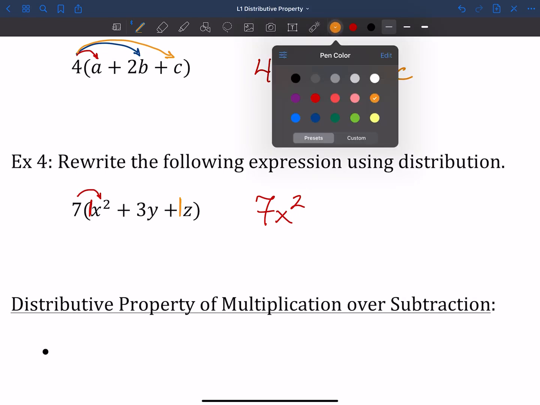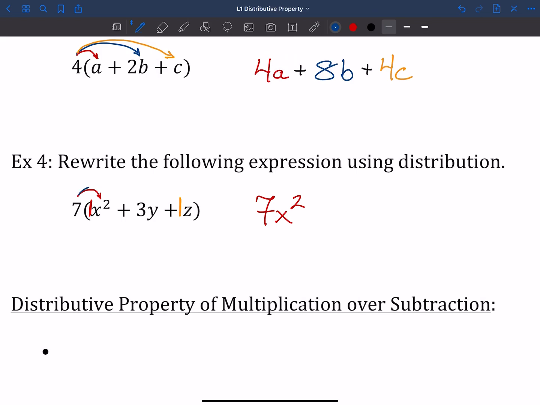All right, then we move on to the middle piece. We do 7 times 3y. Again, the 7 can multiply with the 3. That gives us 21, and then that y has to come along. Then we move on to the z at the end. 7 times 1 is 7, and that z comes along. We didn't get rid of it. It's still hanging out. That's as far as we can go with these problems. I can't add x squareds and y's and z's. They're all different variables, so we can't smush those. So that's all we got to get to.